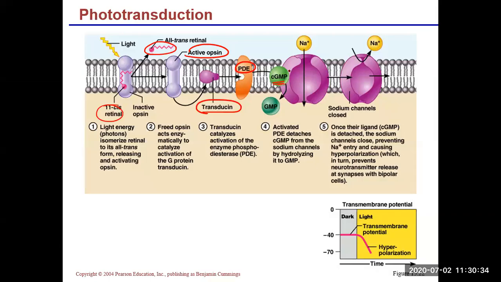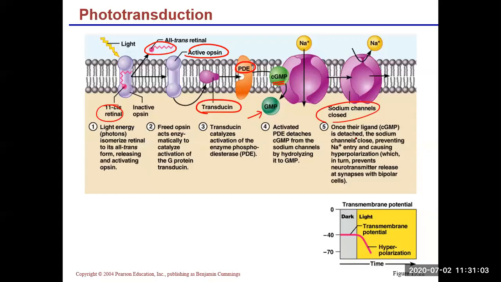Now, cyclic GMP is always attached to certain sodium ion channels. All right, so a little bit, not a whole lot, a little bit of sodium is continuously coming in. That is during the dark era. When the light comes in and the cascade of events takes place, it removes and detaches the cyclic GMP, and then what happens? The sodium channel closes.